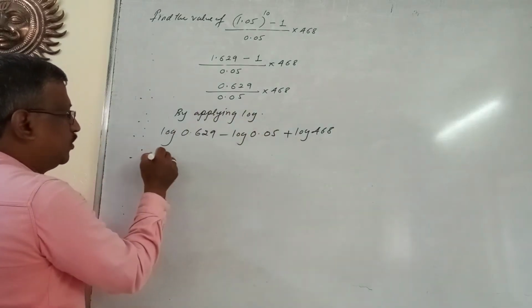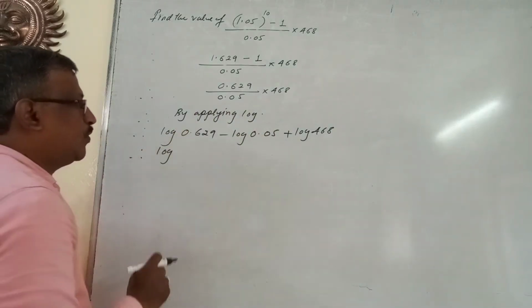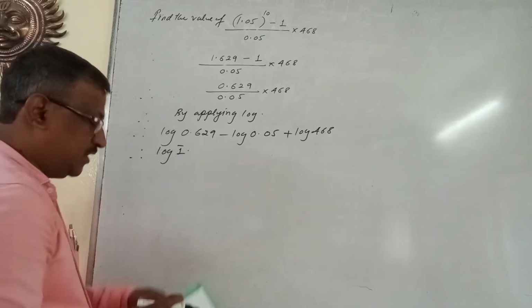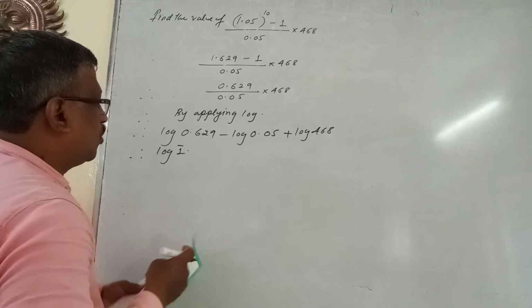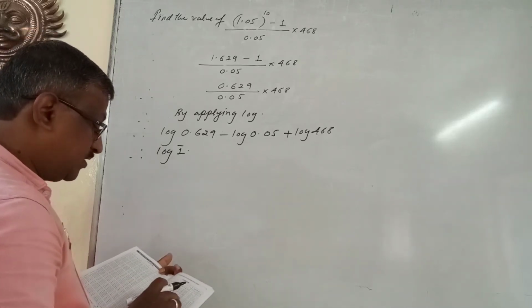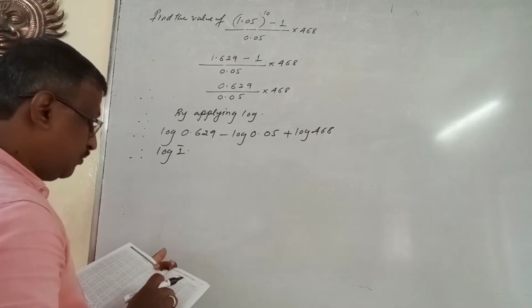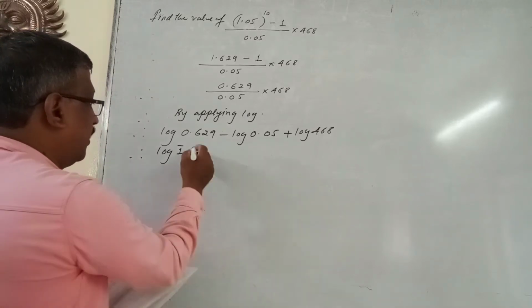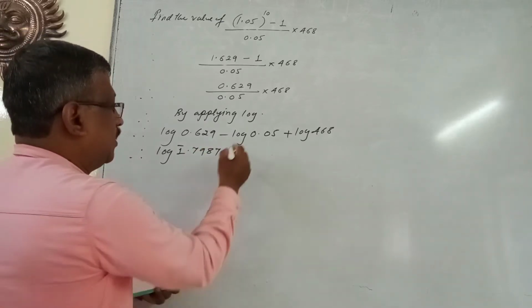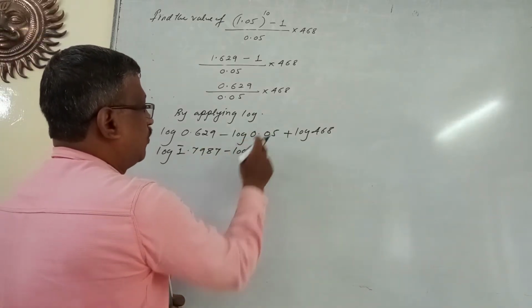Now find out the logs. So first you find the log of 0.629. Characteristic of this number will be bar 1. You place the decimal point and go for log. In the log you see the 62 row, 9 column. So 62 row, 9 column you get 7987, and the mean difference column is not there, so it comes to 7987.